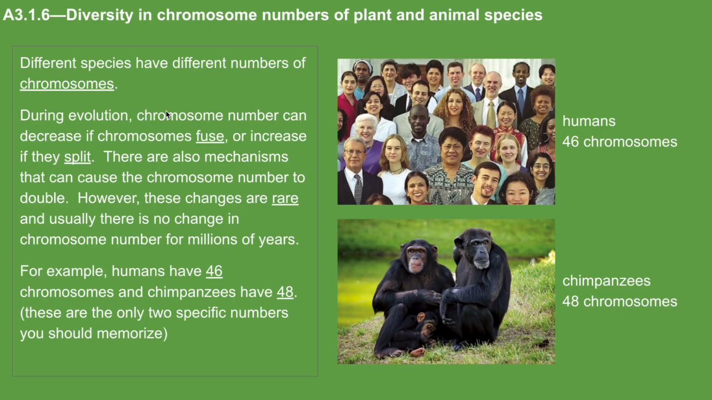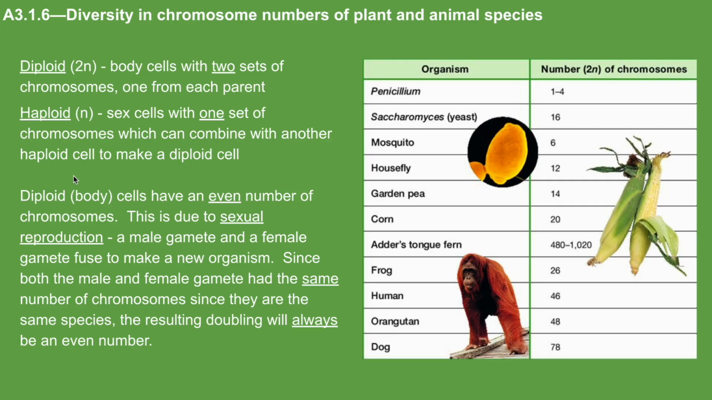All right, so note that while all members of a species have the same number of chromosomes, during evolution, chromosome number can decrease if chromosomes fuse or increase if they split. There are mechanisms that can cause the chromosome number to double. We see that often in plants. However, these changes are rare. Usually there is no change in chromosome number for millions of years. So let's take a look. Here are a whole bunch of different organisms and their number of chromosomes.